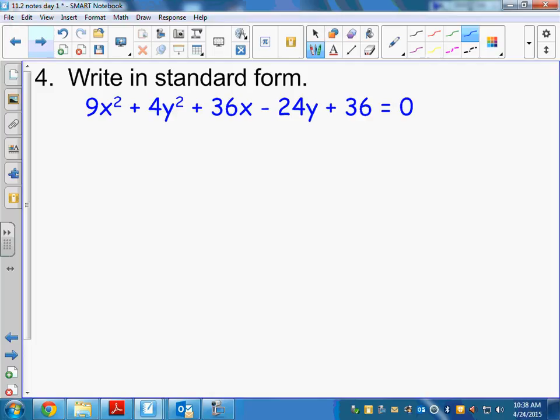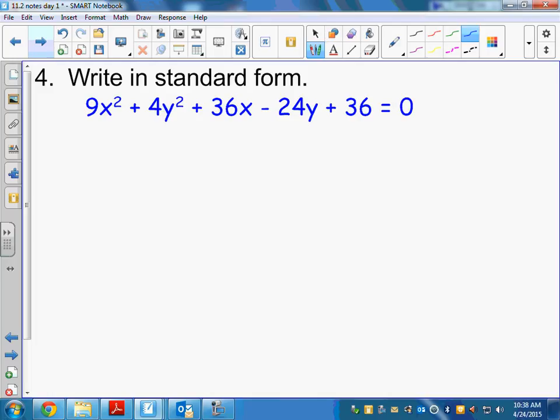Remember with a circle, the number in front of x squared and y squared is always going to be the same. And so when you solve it, you get x squared plus y squared equals something, no fractions. For an ellipse, we're going to have some fractions here, but step 1 is to recognize that we have to complete the square if there's an x to the first power, a y to the first power.